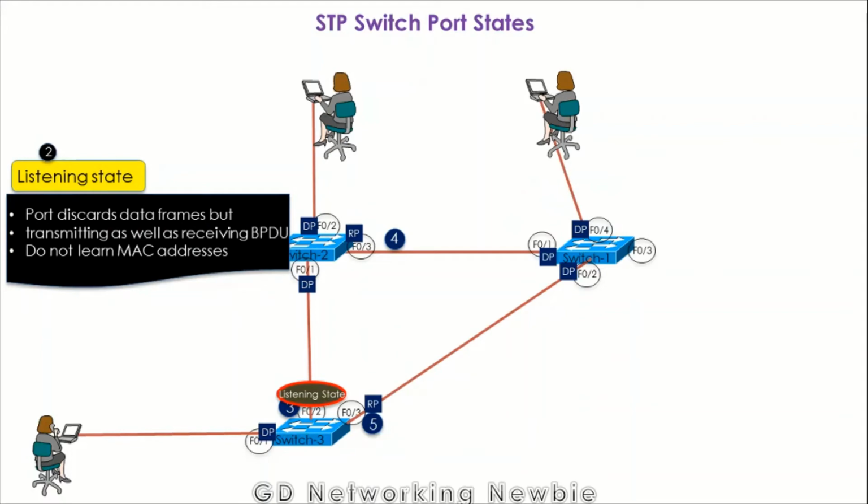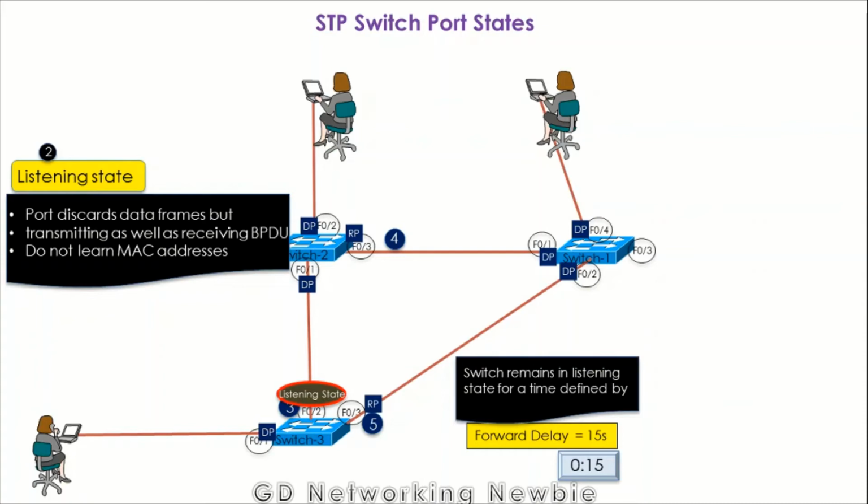Next state is the listening state, and in this state, again the same thing. If the port is in the listening state, it means port will discard a data frame. It will not send as well as receive. And in this case, actually the port will start sending as well. It means it will send as well as receive the BPDU, and it will not learn the MAC addresses. The only difference is that in this case, the port is going to transmit as well as receive the BPDU. And when the port is in listening state, it remains there for a time that is defined by a forward delay, and that is 15 seconds.